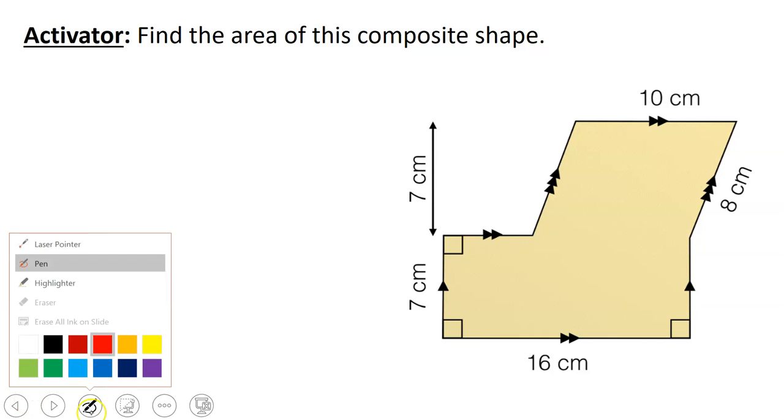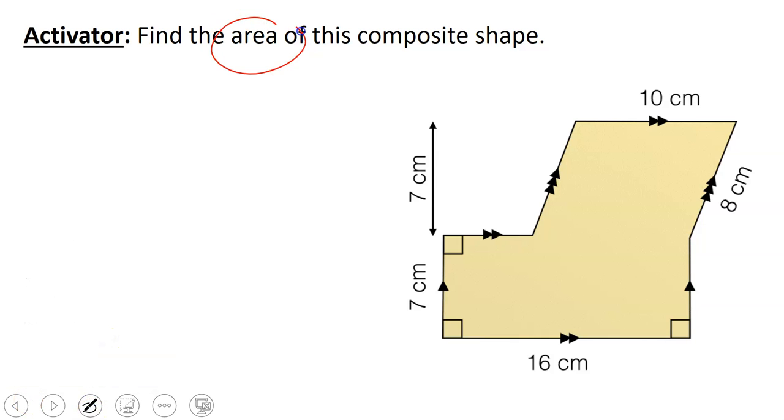In today's activator, we are finding the area of a composite shape. So the first thing I'm going to do is decompose this into two shapes, a rectangle and a parallelogram. Remember, a parallelogram is a shape that has two sets of parallel sides. So this side is parallel to this side, and then this side is parallel to this side.